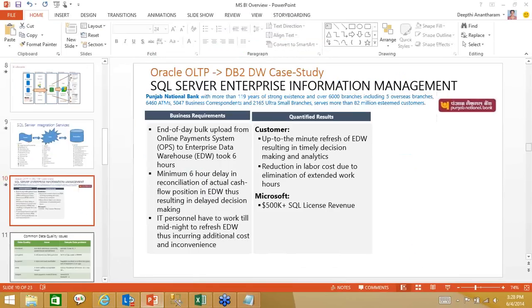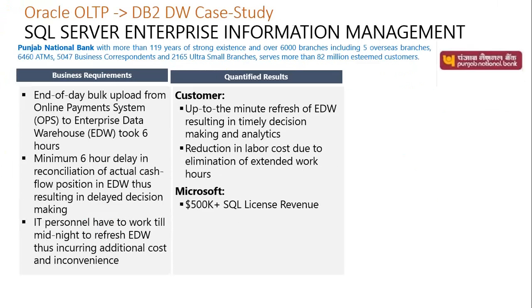Switching back to my slide, I'm sure you must be familiar with Punjab National Bank. It has existence in 6 different countries and has serviced over 82 million esteemed customers. They had an Oracle. They still have an Oracle OLTP database for their transactions, which is the payment systems, and then they built their data warehousing strategy using DB2.